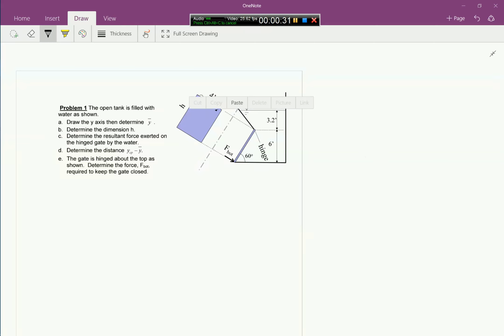From then we are asked to draw the y-axis, which in this case goes straight along the edge of this gate here, and then we are asked to find y bar. Y bar is the distance from the water surface to the centroid of whatever gate we're talking about. In this case, this gate is rectangular, which means it is half the distance down. That's where the centroid of this rectangle is.